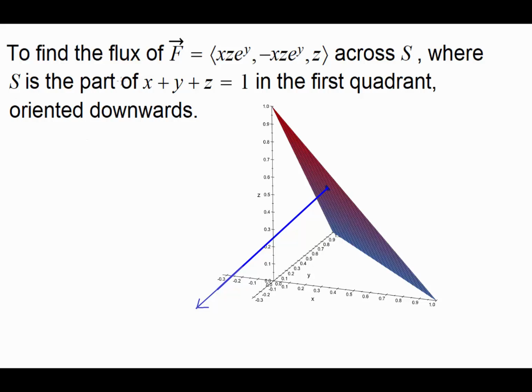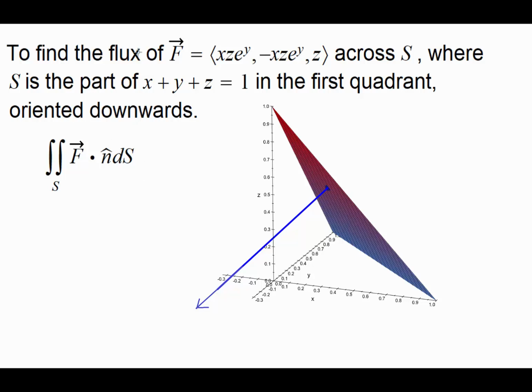We would like to compute the flux of this vector F across the surface S, where this surface S is part of this plane in the first octant. So what is it? Just like the plane through (1, 0, 0), (0, 1, 0), and (0, 0, 1), and it's oriented downwards.